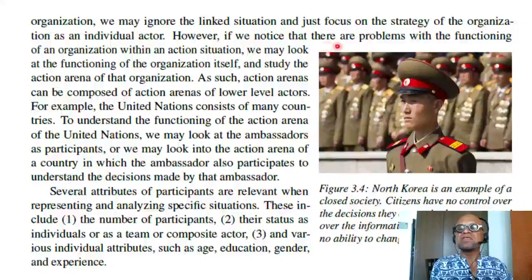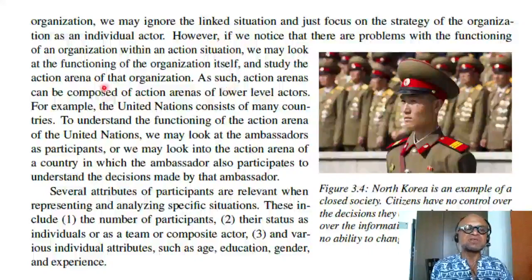However, if we notice that there are problems with the functioning of an organization within an action situation, we may look at the functioning of the organization itself and study the action arena of that organization. It's like a team winning or losing a game, and the coach and the team owners and the equipment, everything has to be separately considered to understand the losses.